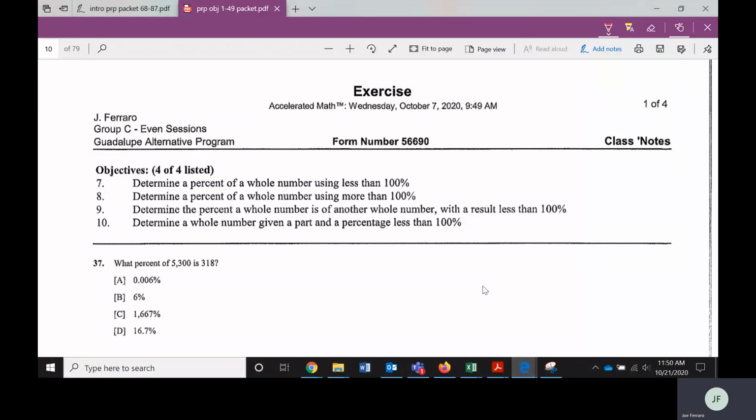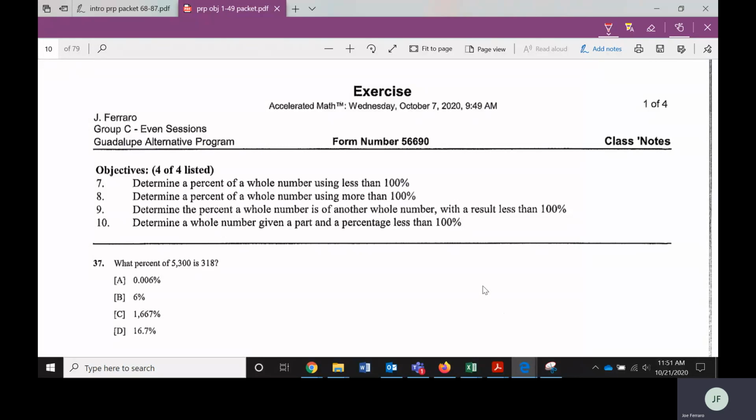You should be in your percents, ratios, and proportions packet, the PRP packet. Flip the page until you get to a page that looks like this. If you don't have it with you, hit pause, go find that.